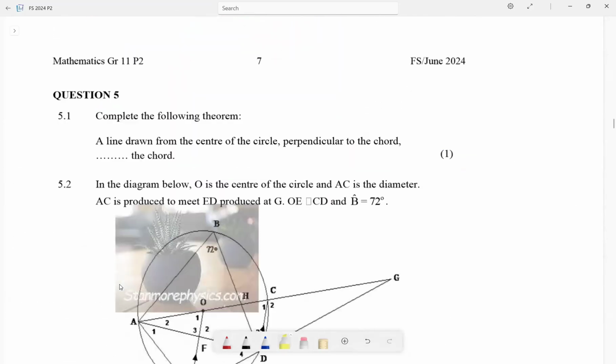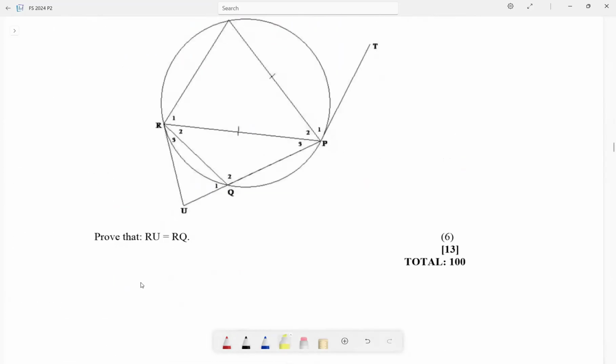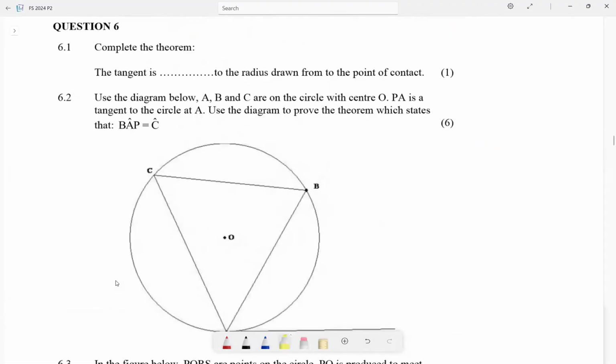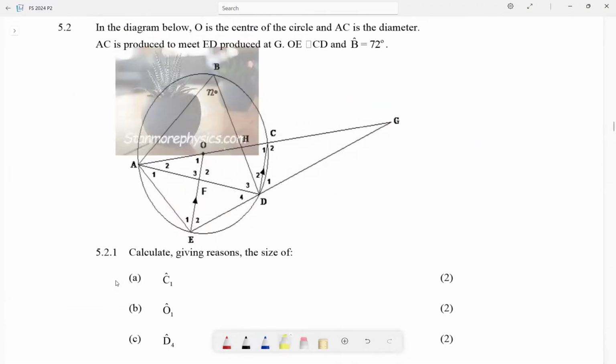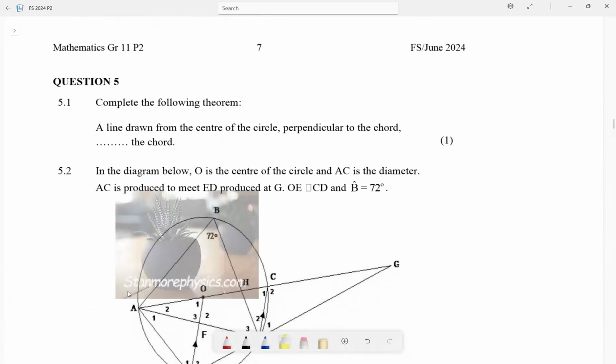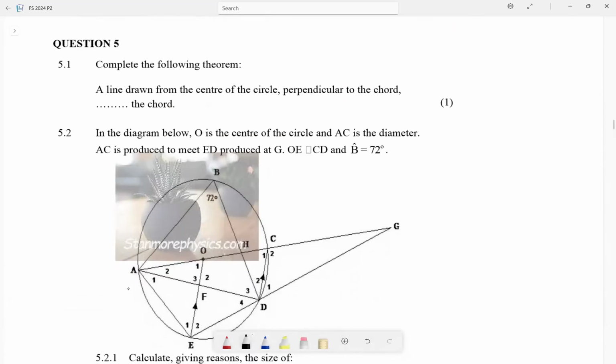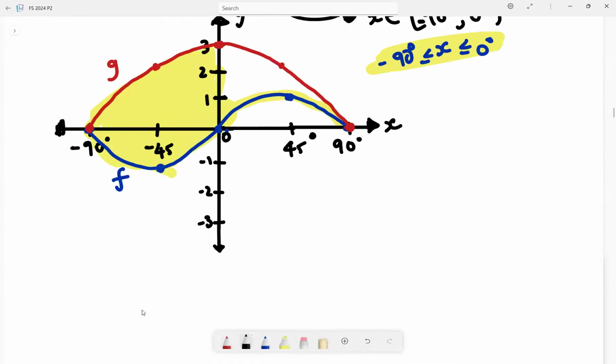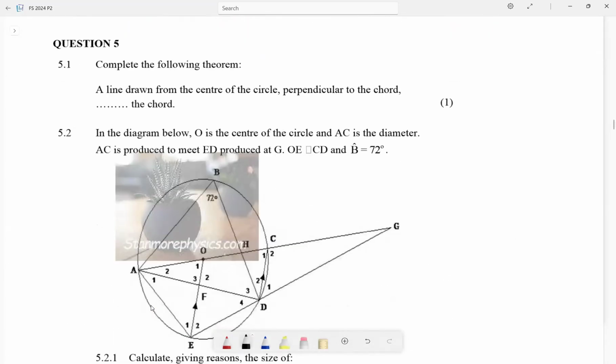Let's move on. Question 5, then question 6. Then now we are done. Question 5, then question 6. Okay, now question 5 says to us, am I not skipping anything? Complete the following theorem. A line drawn from the center of the circle perpendicular to a chord.